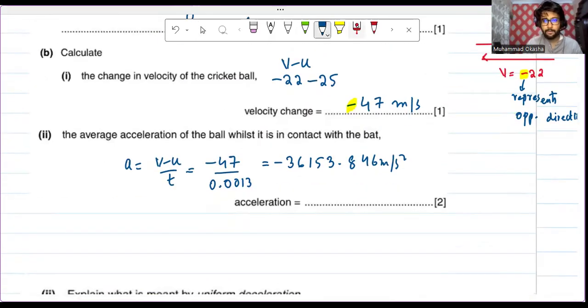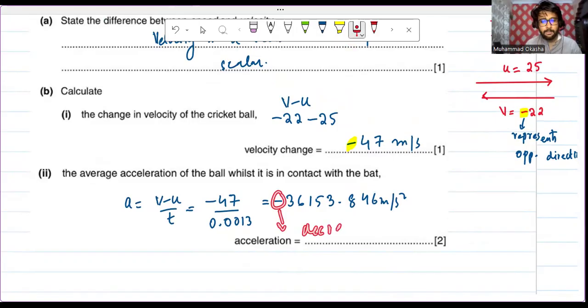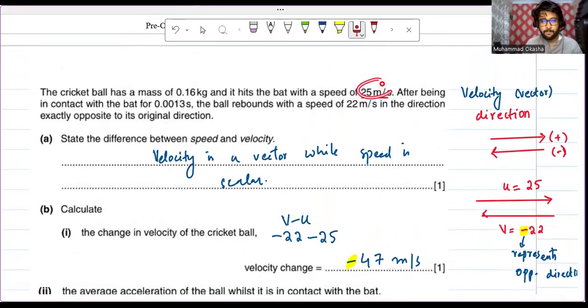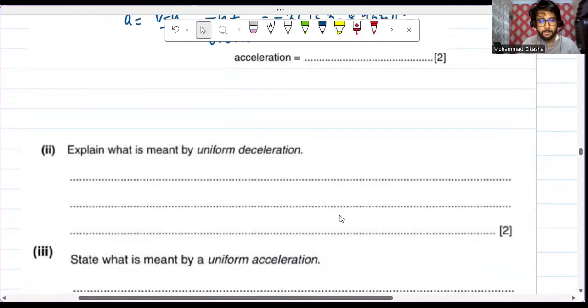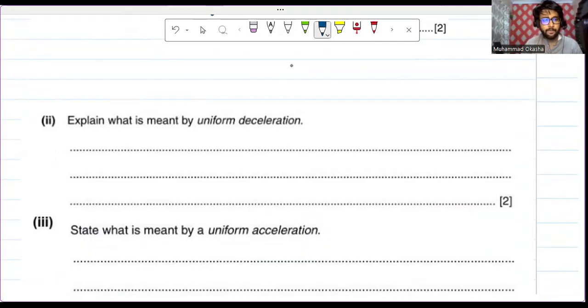Okay, this negative is very, very important. If you notice, this is negative, which means the acceleration is negative, which means this is deceleration. And it makes sense. How is it deceleration? Because there is a decrease in velocity. The initial velocity is 25, but the final velocity is 22. So there is, in fact, a decrease in velocity, slowing down, and hence negative acceleration. We saw these definitions above.